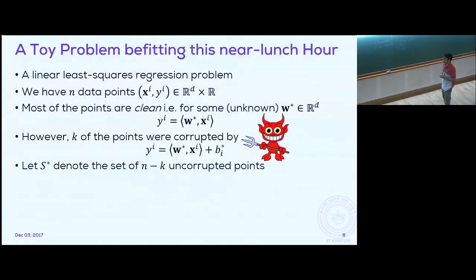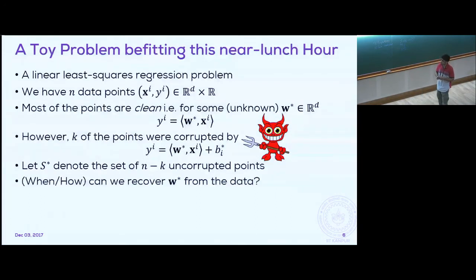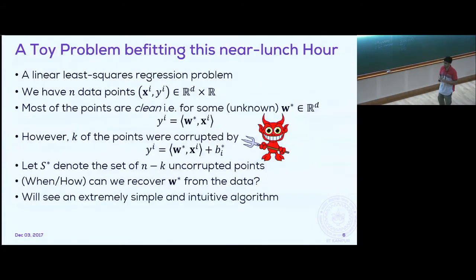So I'll keep denoting S star to be the set of n minus k points that are uncorrupted. So k points get corrupted, n minus k remain uncorrupted, only in the response. Again, this is not the only thing that can happen, but for now, the toy problem I'm going to stick to. The question is, when and how can we recover the model from this data?